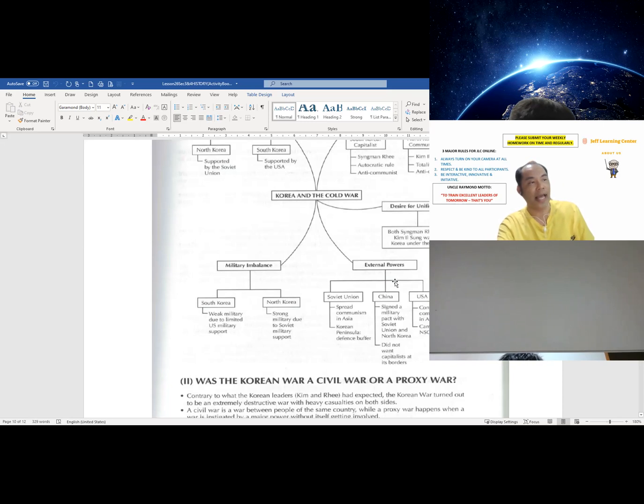So look at this, the external powers, which are the Soviet Union, China and the US. These are the three countries. Until today, you realize from the Korean War, they are still superpowers. Okay, if you forget, Harvey and Ethan, it's easy to remember: this is the polar bear, this is the brown bear, and this one? You don't know? I'm telling you, I'll come to your house and hit you. What bear is this? Panda.